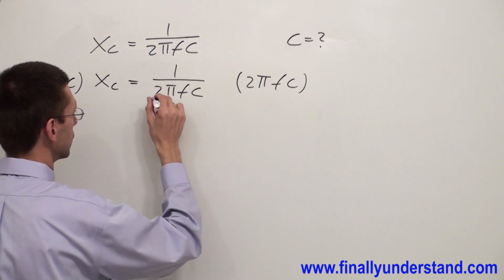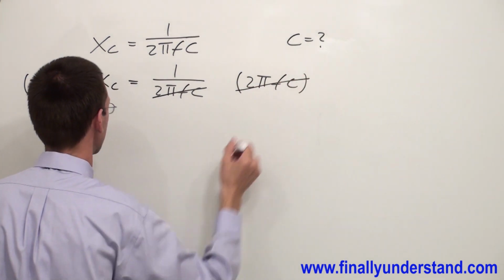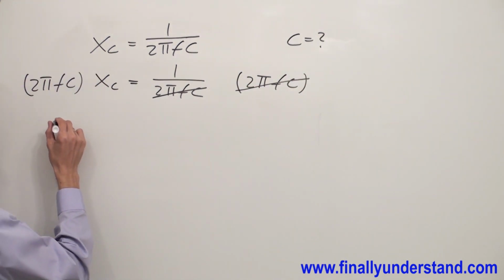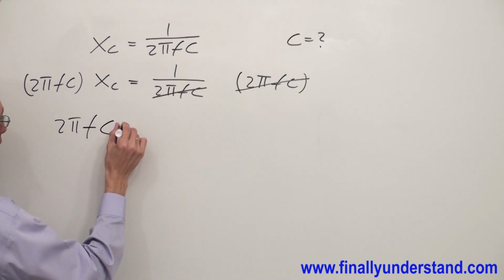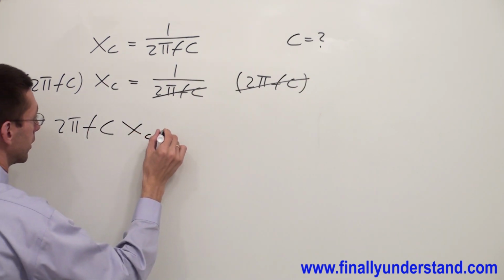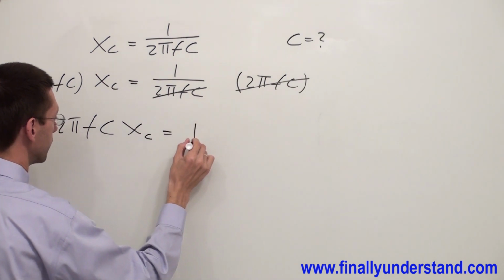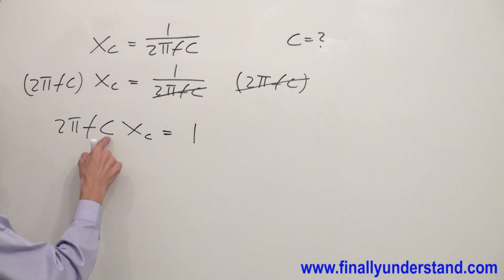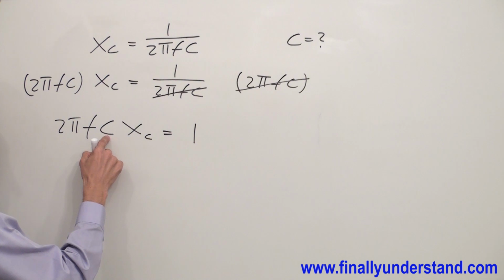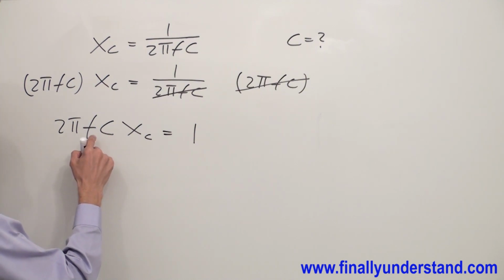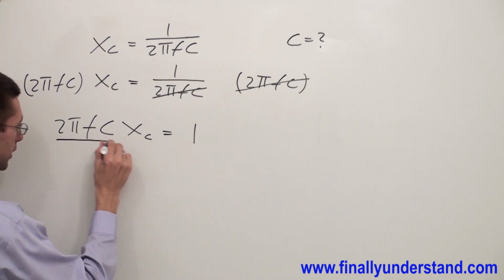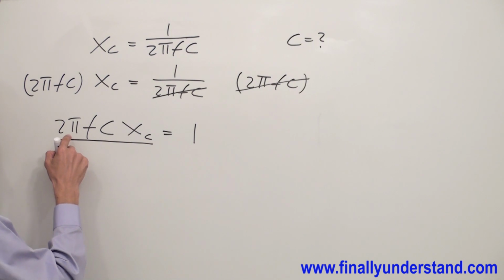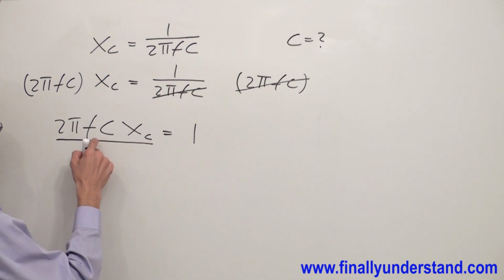Okay, so the denominator and 2 pi fc will cancel out, and I'm going to have 2 pi fc x of c equals 1. Okay, I'm looking for c. In order to find c, I have to realize that c is multiplied to 2 pi f and also multiplied to x of c. I have to eliminate these variables and constants from c.